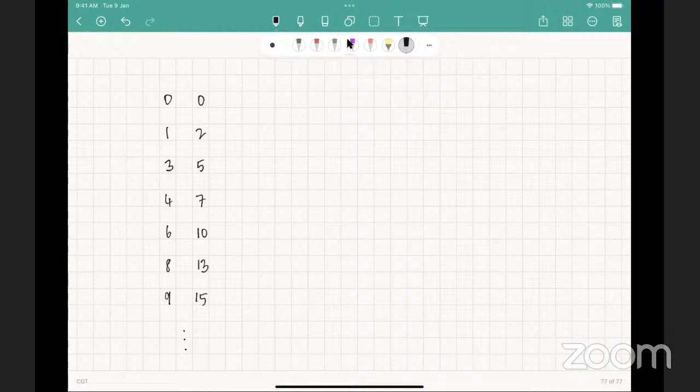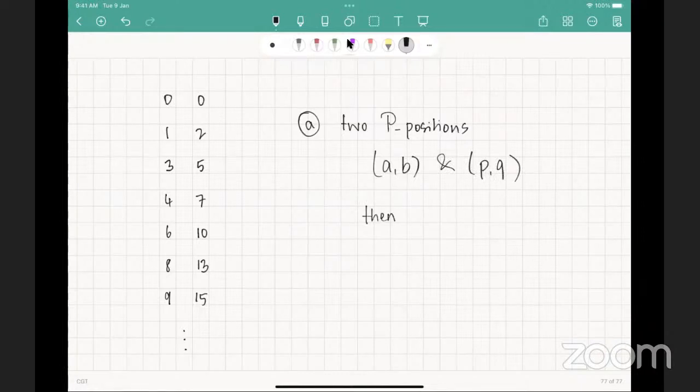So if you have two P positions, say A comma B and B comma Q, then A, B, P, and Q are all distinct. So this is sort of my first claim here. So why is this? Suppose not.